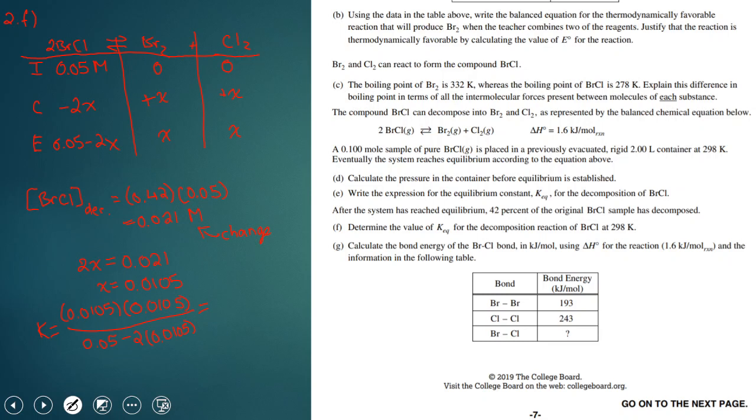Oh, sorry, the denominator is squared. I forgot. As we found out in our previous question, the denominator is squared because it's 2 BrCl. And so, let me do that calculation. I knew there was something a little bit off because of the number.